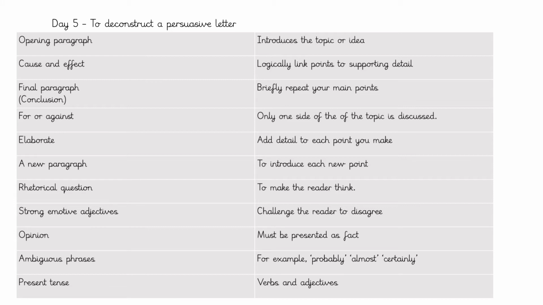So I've written a persuasive letter, not to do with donkeys because that would be me doing your work for you. I've written a persuasive letter all to do with school uniform. And I need you to try and find all of these parts within the letter. I've done the first bit for you on the next slide.